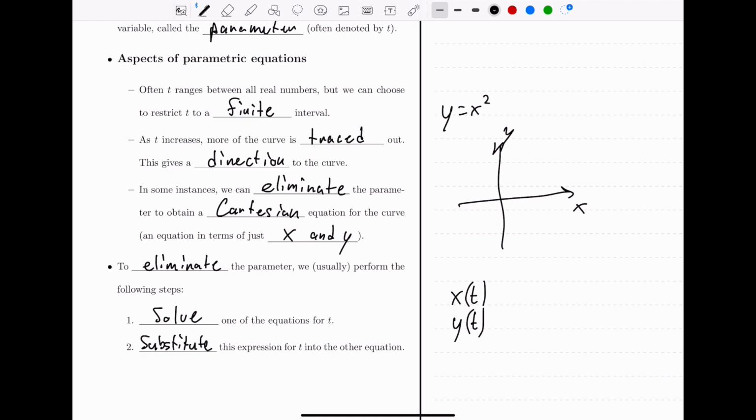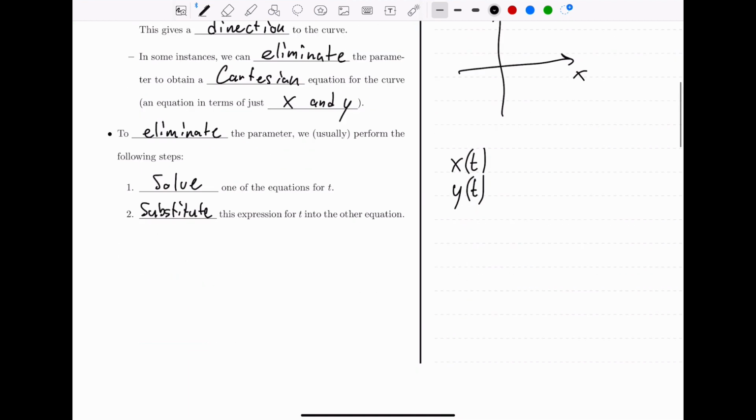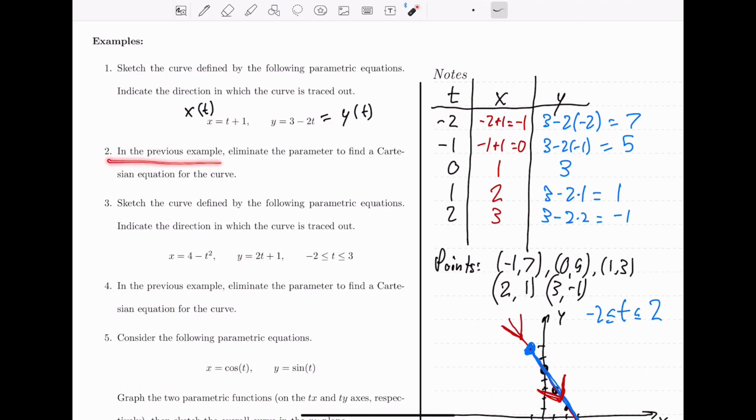Now, let's look at an example to see how this works. So example 2, we want to take these parametric equations, eliminate the parameter to find a Cartesian equation for the curve. So we're kind of running out of room here, but we can do the steps up here. The first step for example 2 is to solve one of these equations for t, whichever one looks easiest, whichever one we'd like. I think the first equation is probably the easiest to solve for t. So we would get t equals x minus 1.